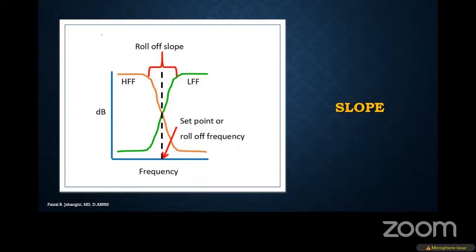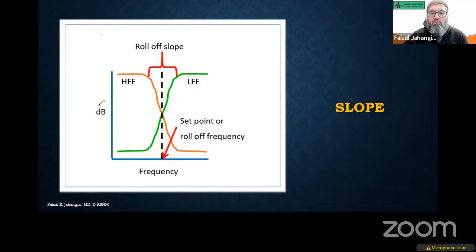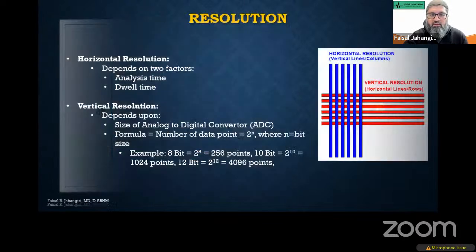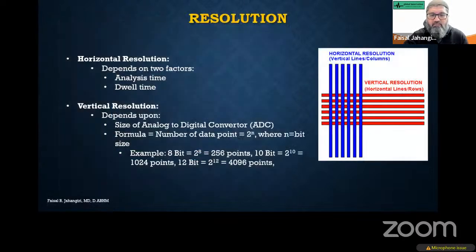So -12 decibel for low cut and 24 decibel for high cut. So that's the recommended setting. Now the resolution of the amplifier, resolution of the screen depends on two types: horizontal resolution and vertical resolution.